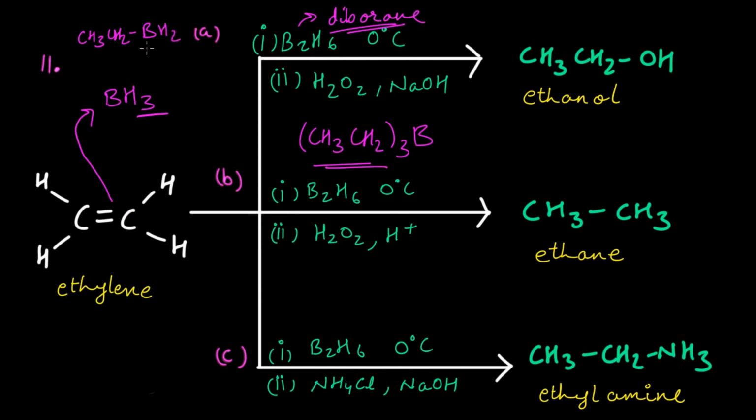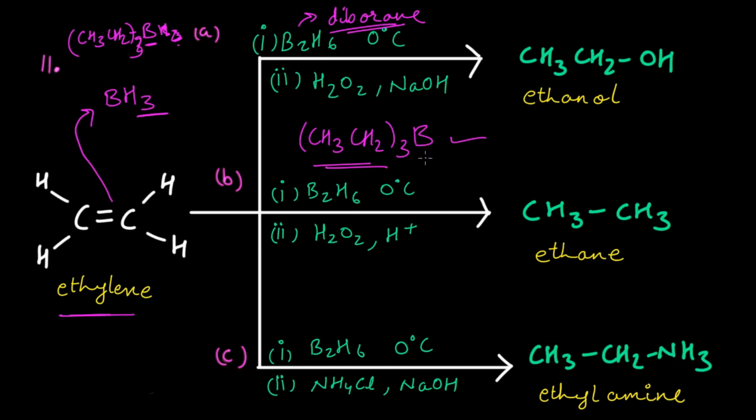Now similarly, boron still has vacancy. It is still acting as a Lewis acid. Next, a second molecule of ethylene will give the pi bond electrons to boron, and the hydrogen will be removed and will go to the second carbon, giving (CH3CH2)2BH. In the third case, a third molecule of ethylene will give the pi electrons to boron and the third hydrogen will go to the second carbon and you will get trialkyl borane. That's how you get the intermediate.